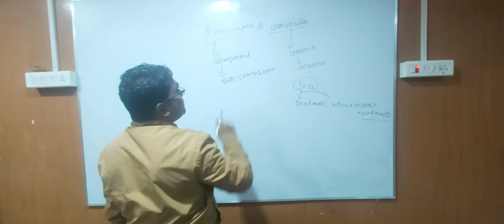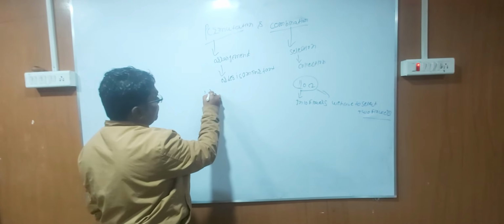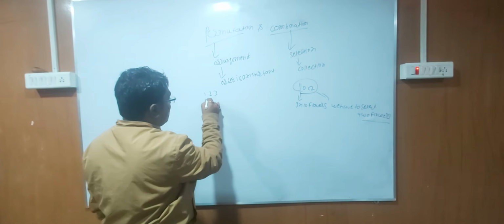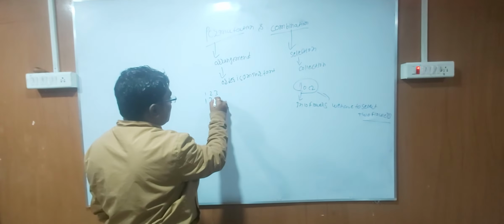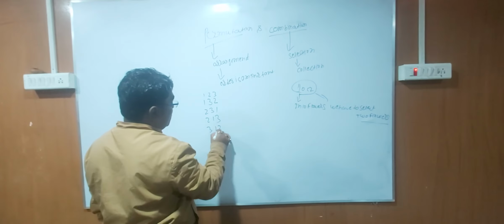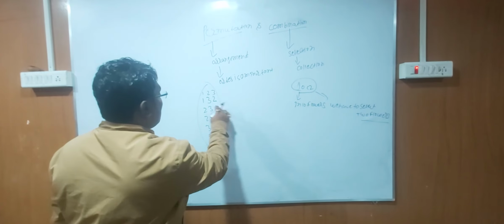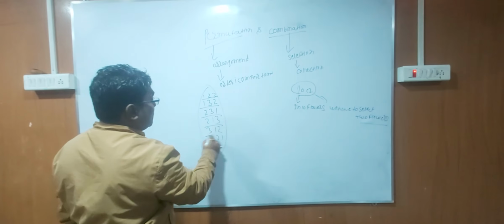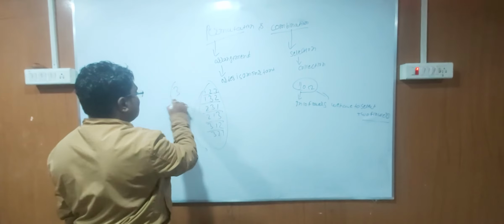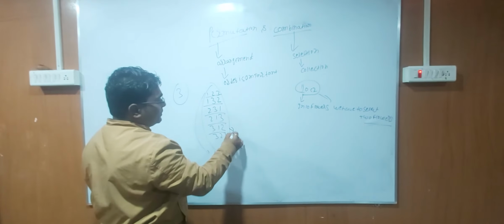In arrangement, order is important. Just like if we have 3 numbers 1, 2, 3, then we make 3-digit numbers: 1 2 3, 1 3 2, 2 1 3, 2 3 1, 3 1 2, 3 2 1. Now this different type of order is possible here. So in permutation, this is a permutation of 3 numbers taken 3 at a time. So this is 6.